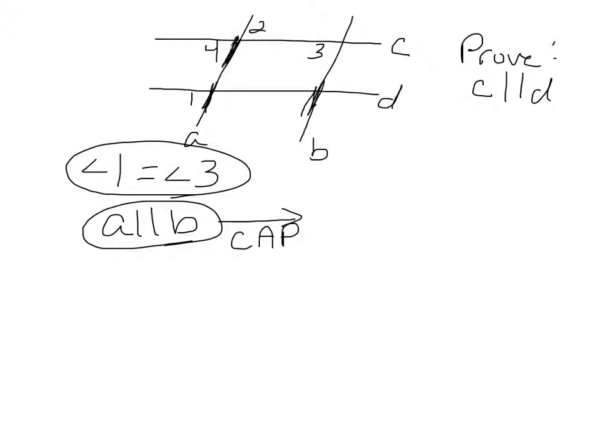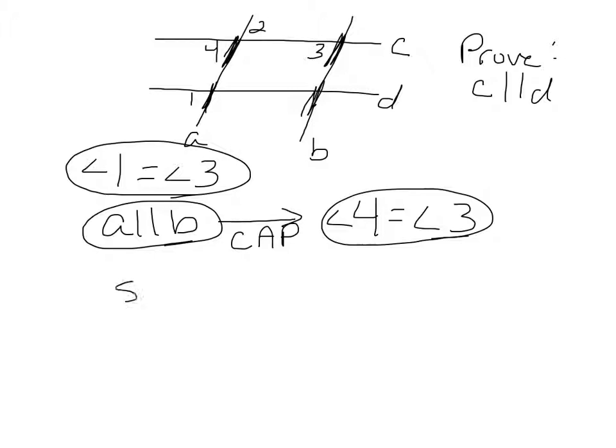So A, which is 4, and B, which is 3. So angle 4 is equal to angle 3. Because they are corresponding on lines A and B. Now I have two bubbles. Both bubbles have angle 3 in it, so substitution.